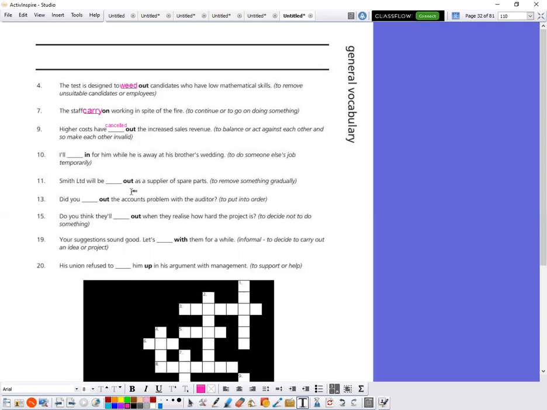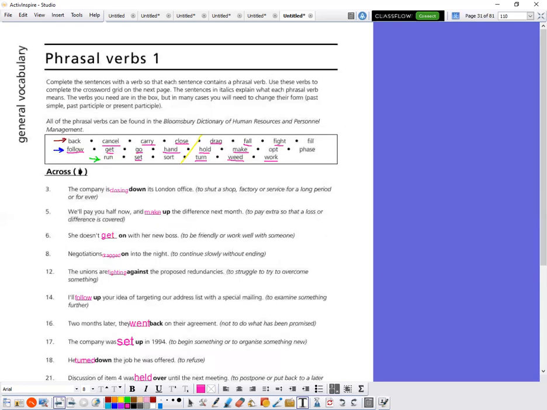Number 10: I'll in for him while he is away at his brother's wedding. It means to do someone else's job temporarily. It means in. And the answer is in the first line.